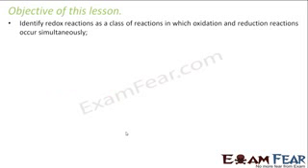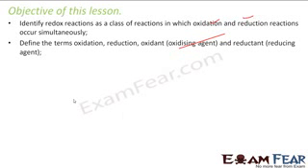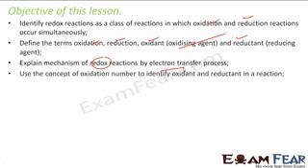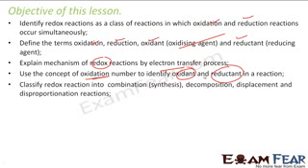The objective of this lesson is to identify the redox reactions as a class of reaction in which oxidation and reduction occur simultaneously. We'll talk about oxidation and reduction. We'll also define the terms oxidation, reduction, oxidant, reductant. We'll explain the mechanism for redox reaction in terms of electron transfer process. We'll also use the concept of oxidation number to identify oxidant or reductant in a reaction.